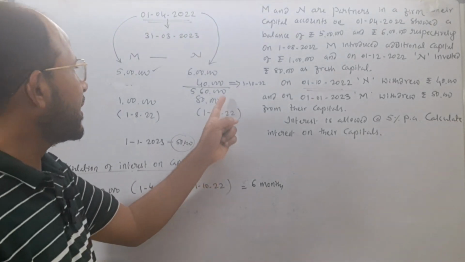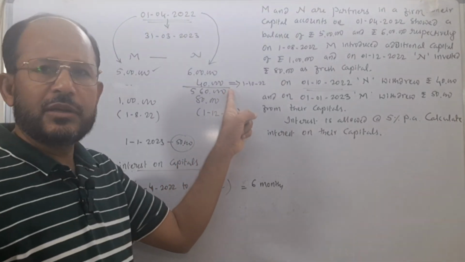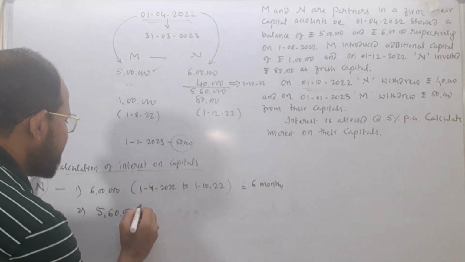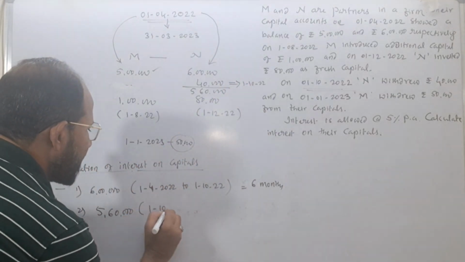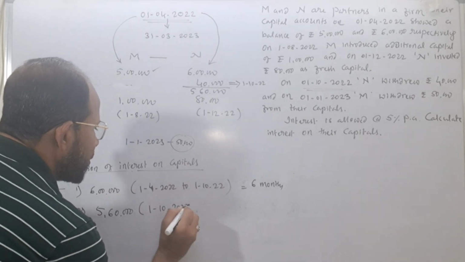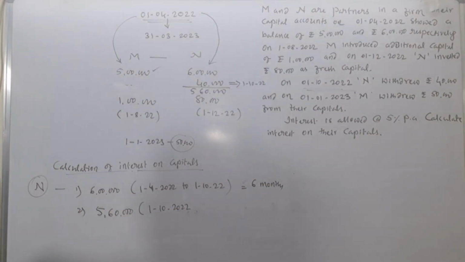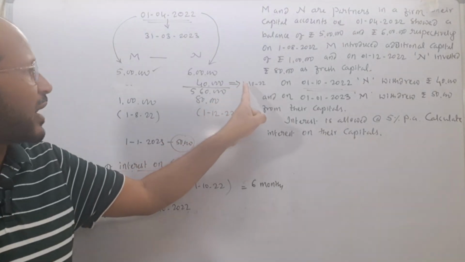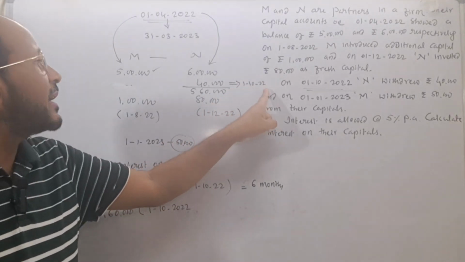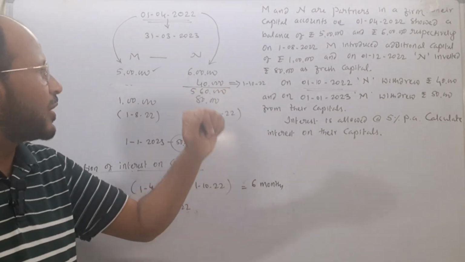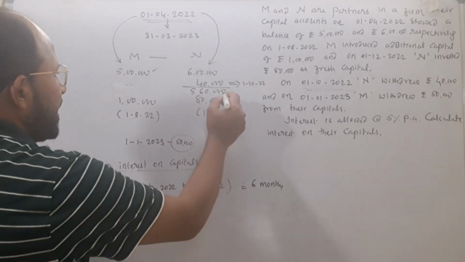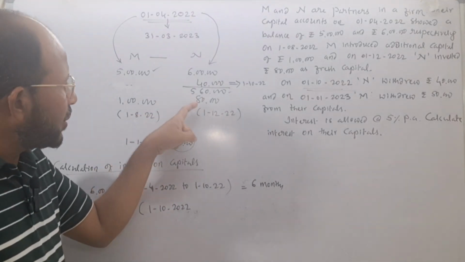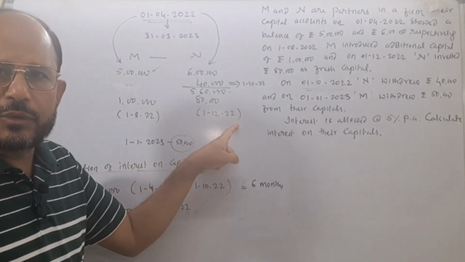5,60,000. Try to understand here. 5,60,000 was there on 1st October 2022. 1st October 2022. 5,60,000 was the capital balance on 1st October 2022, that is after the withdrawal of rupees 40,000 from the business. But he introduced a further capital of rupees 80,000 on 1st December 2022.